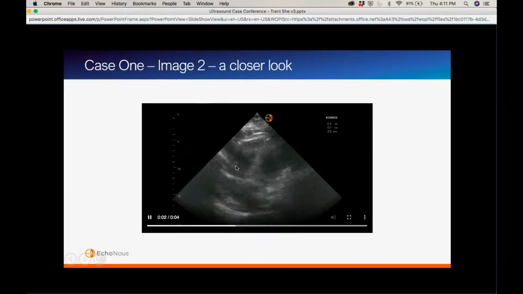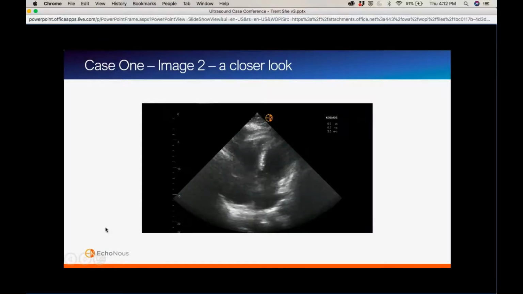Yeah, that's really interesting. I don't think I've ever seen a case like that. I could have easily looked at this and thought that was the moderator band that you can see in the RV that we wouldn't think anything of. So I like that point of going back. The ultrasound is not necessarily a one-time thing. You can go back and reassess your patients, especially as new information comes in.